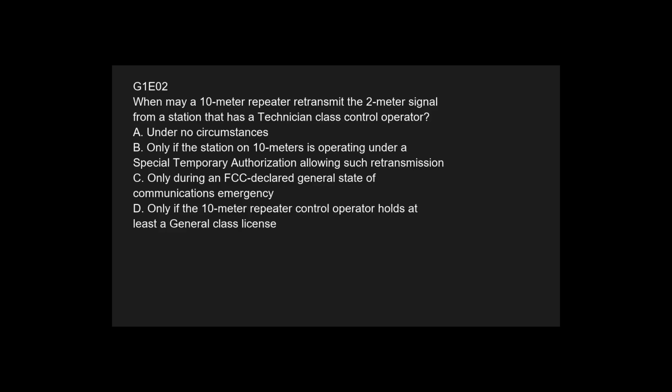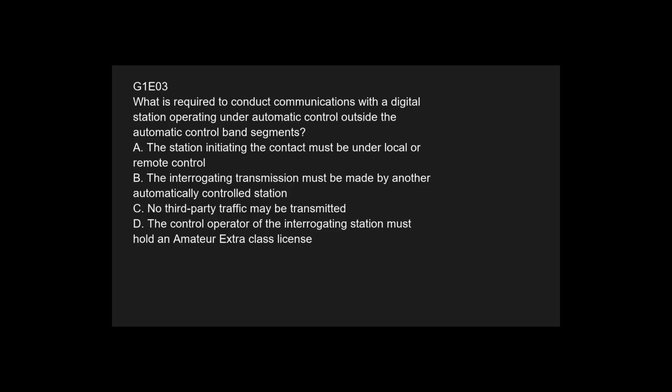Question: when may a 10-meter repeater retransmit the 2-meter signal from a station that has a technician class control operator? The correct answer is D. Only if the 10-meter repeater control operator holds at least a general class license. Question: what is required to conduct communications with a digital station operating under automatic control outside the automatic control band segments? The correct answer is A. The station initiating the contact must be under local or remote control.